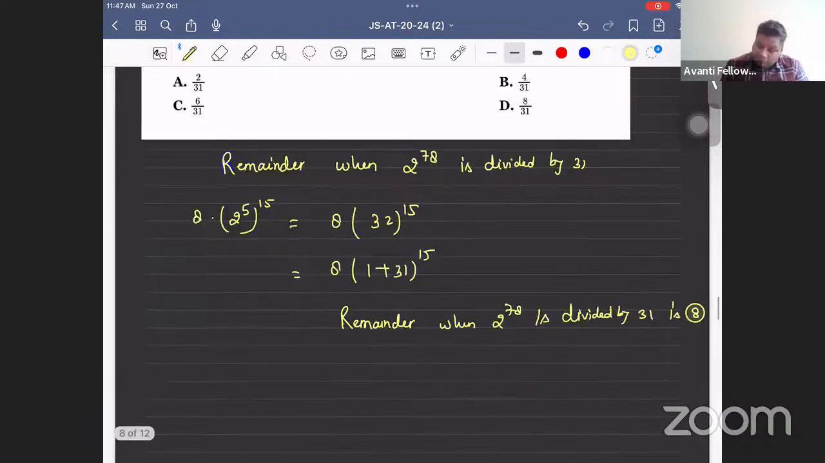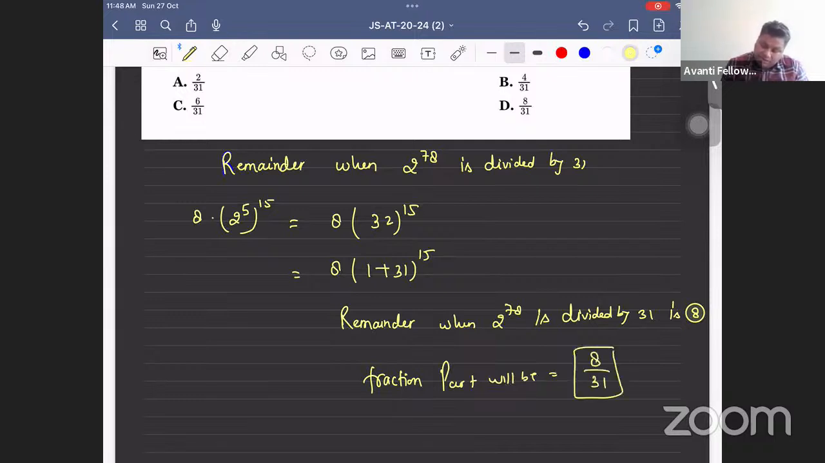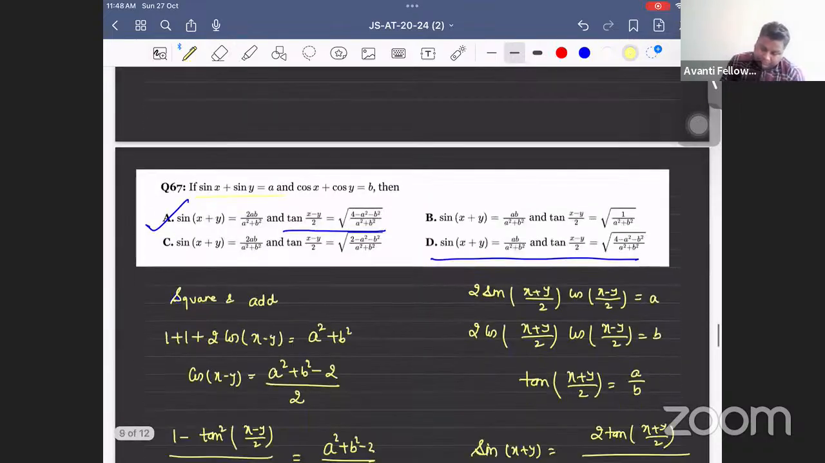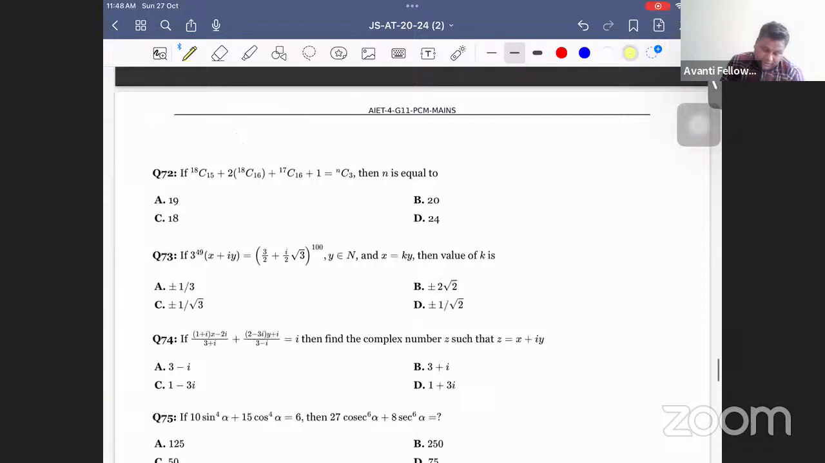So if that is so, the fractional part will be 8 upon 31. This is our answer. Am I correct? The fractional part is 8 upon 31. Now, this is done. Now come here.